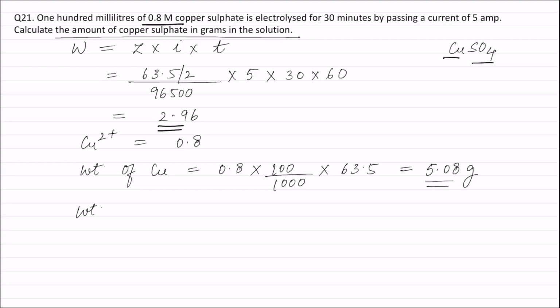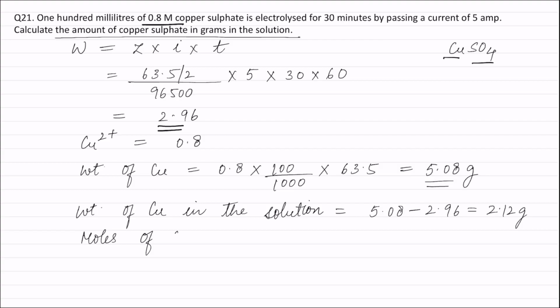So, weight of copper in the solution will be equal to 5.08 minus 2.96, and this is equal to 2.12 gram. Therefore, moles of copper present in the solution will be equal to weight divided by atomic weight, that is 2.12 gram divided by 63.5, and this is equal to 0.0334 moles.